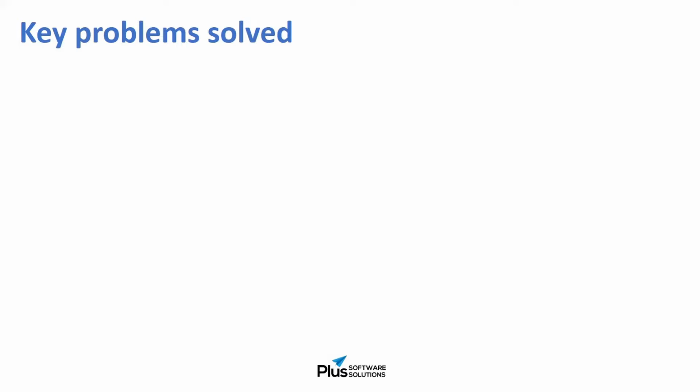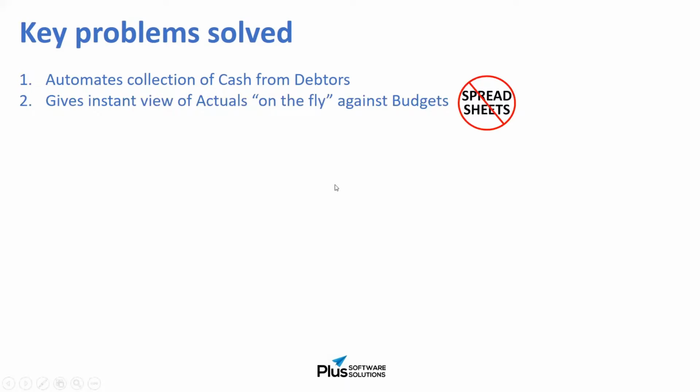It's probably a good thing just to quickly remind you of some of the key problems that we solve. One is we automate the collection of cash from your debtors book, simply by being able to quickly and easily send reminder emails. We can give the accountants and the financial team an instant view of the actuals coming into the financial system against budgets, without spreadsheets, and we also give a very easy way to do what-if budgets. In other words, let's increase the revenue, let's decrease expenses, what happens to the budgets.